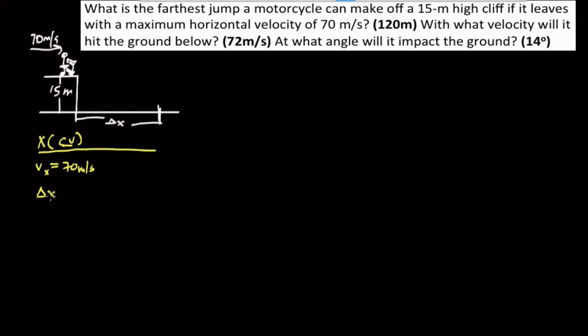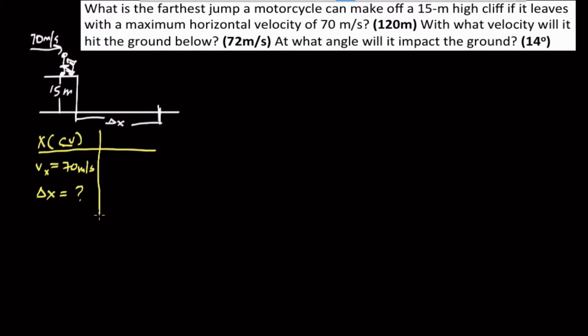I know my unknown is delta x. I want to know, if he's going 70 meters per second, how far can he go? And I know how far he will go horizontally depends on for how long he's going 70 meters per second. If he goes 70 meters per second for 1 second, well, then he can go 70 meters. If it's for 2 seconds, he can go 140 meters. If he travels at that horizontal velocity for 3 seconds, he can go 210 meters. So he's at a constant velocity, and the missing information here, what I need to find out, is time.